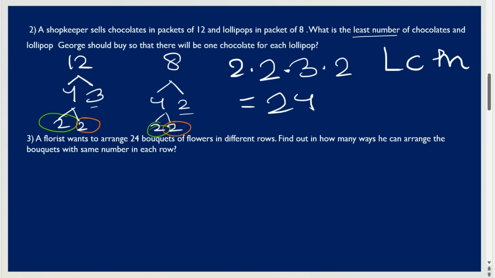And so the LCM is going to be 24, and so 24 is going to be the answer. So we want 24 chocolates and 24 lollipops.